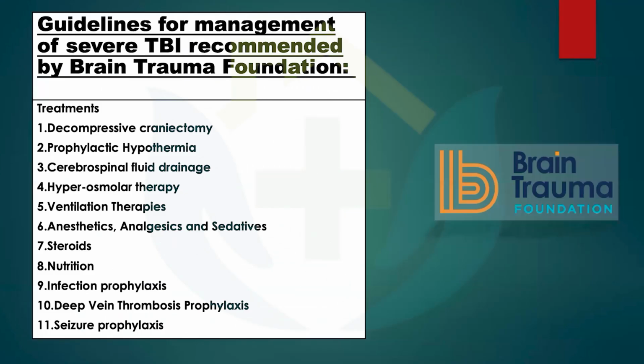Now, coming to the main body that has developed the traumatic brain injury guidelines, it is the Brain Trauma Foundation. The last guidelines came in the year 2020. I will quickly go through the recommendations. This is very important from your exam point of view, and I will explain why they are important and how you will manage a patient in a practical scenario. The recommendations are on these topics: decompressive craniectomy, hypothermia, CSF drainage, hyperosmolar therapy, ventilation strategies.